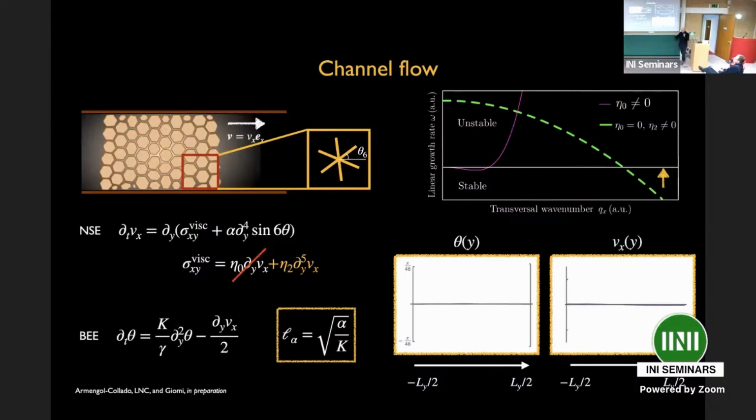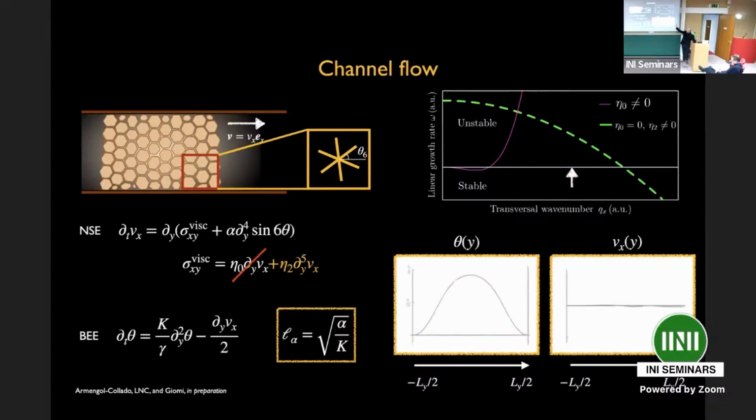If you consider a channel which is smaller than the typical size of the instability, what happens is that the system has an overshoot at the beginning and then settles on a flat base. So sorry, this is the theta profile in the channel, the orientation of this hexatic star with respect to the y direction, and this instead is the velocity.